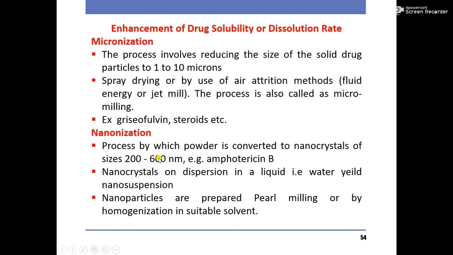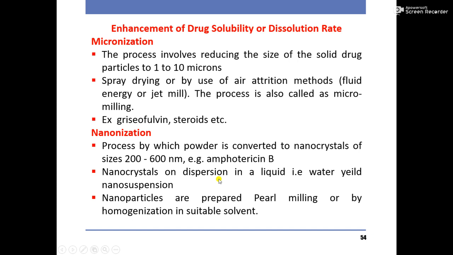For example, this type of process is usually performed for griseofulvin, which is an antifungal agent, and the second one is steroids. The second one is nanonization. Nanonization is another process which is used for the enhancement of drug solubility and dissolution to increase the bioavailability of the drug. Nanonization is the process by which the powder is converted to nanocrystals of sizes 200 to 600 nanometers.